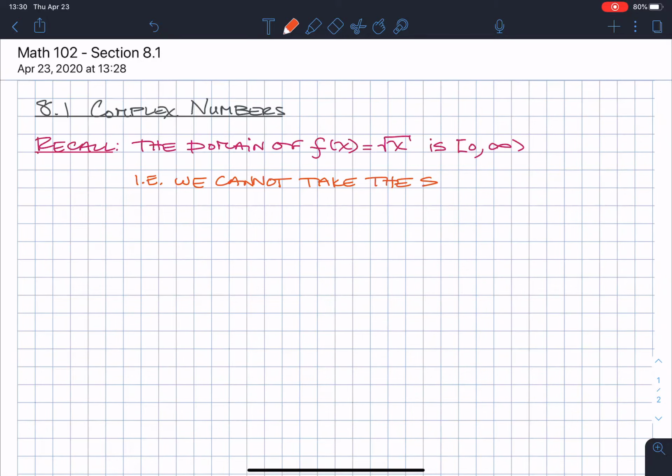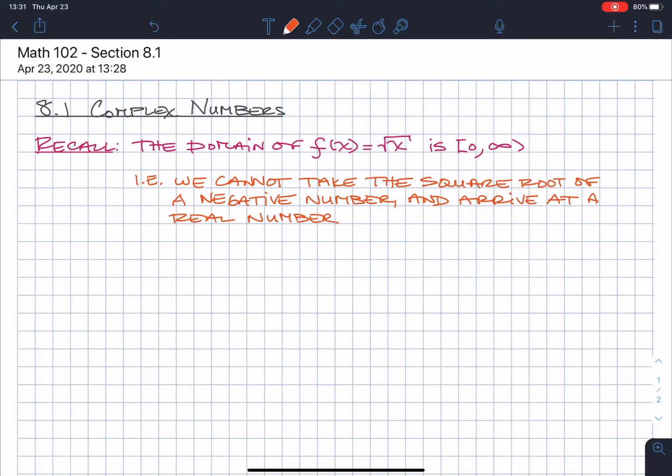The square root of a negative number, and arrive at a real number. Okay, so there is no real number that is a square root of a negative.